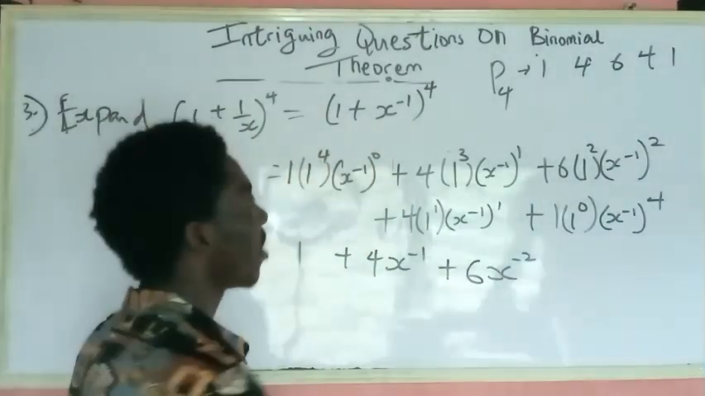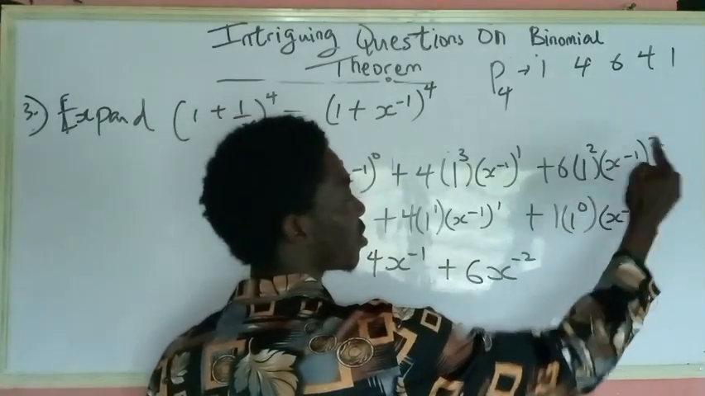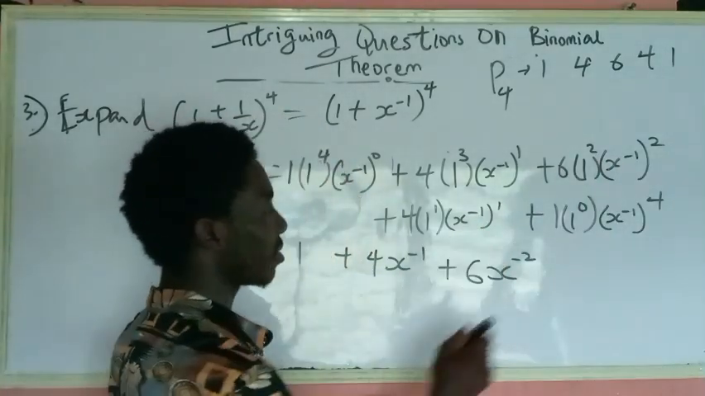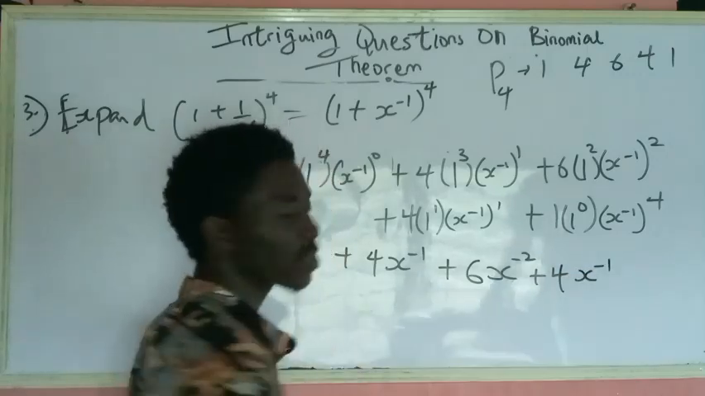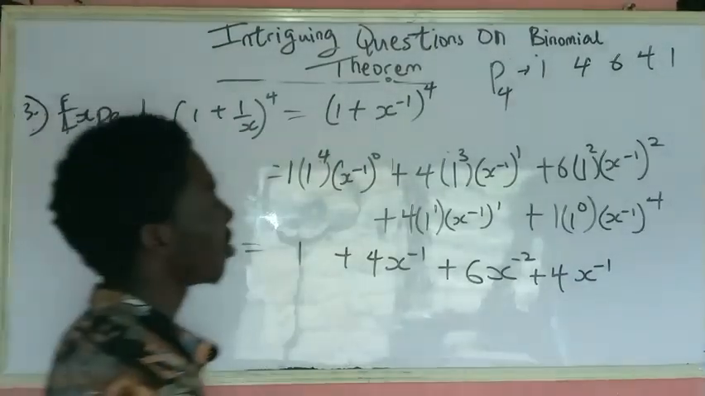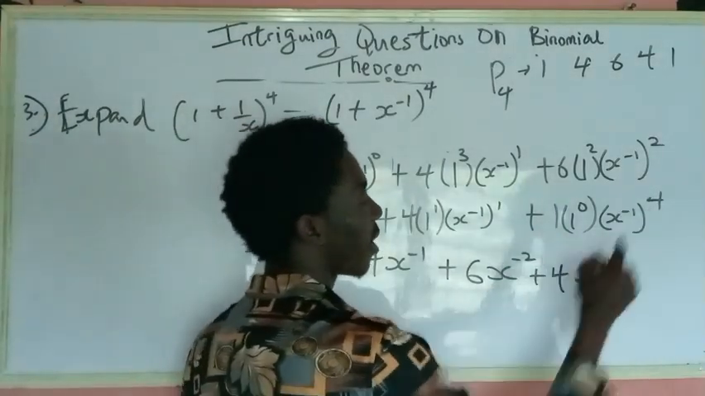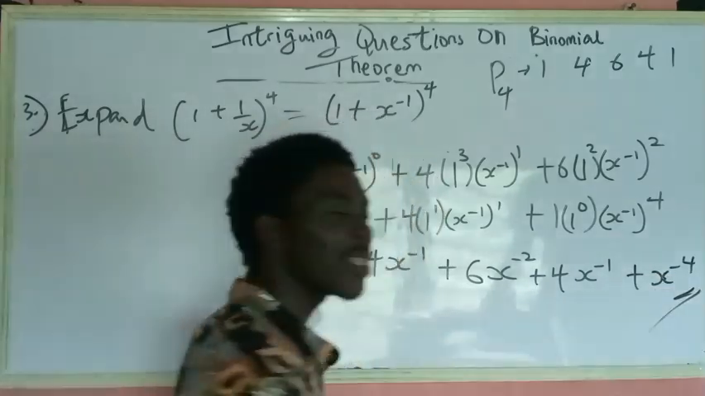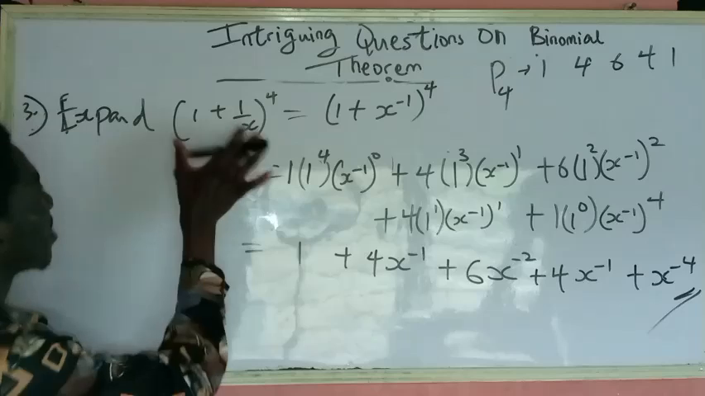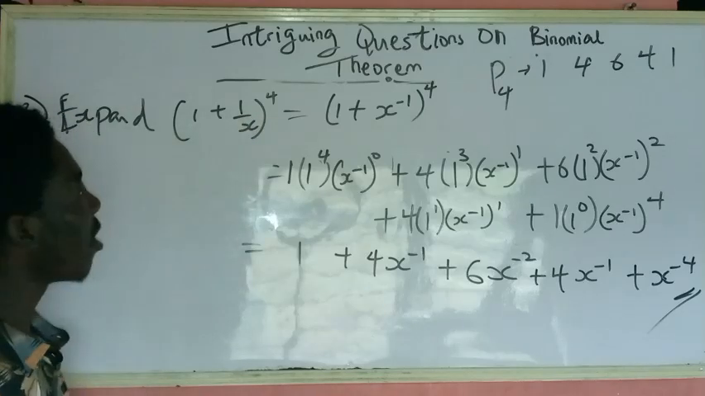Can you see that? Because you have power of 2 times minus 1 is minus 2. Yeah, you have minus 1. So you have a 4 x raised to power minus 1. And the last one will be what? This is 1 and 1, this is minus 4. So you have an x raised to power minus 4. So that will be the expansion of 1 plus 1 over x all raised to power 4.